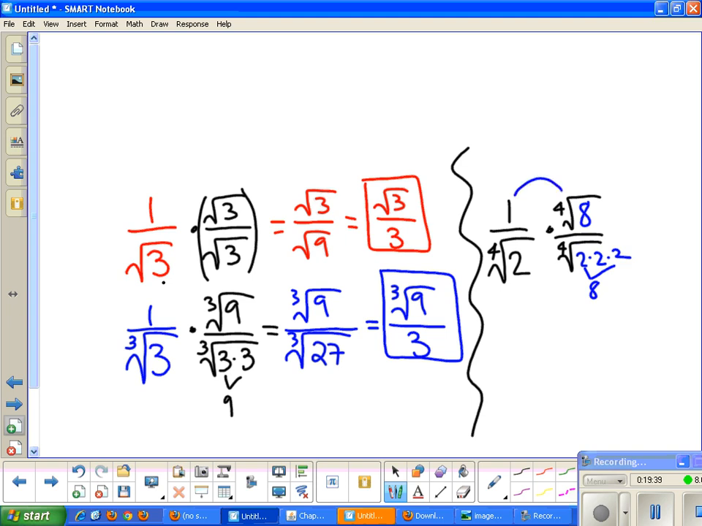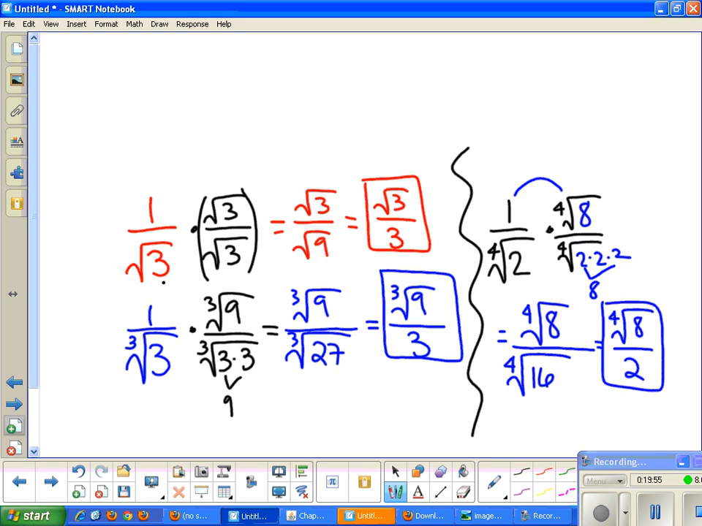So this times this gives me my numerator, the fourth root of 8, which does not simplify, over the fourth root of 16. And we did that on purpose because the fourth root of 16 gives me 2 for my answer. And then this would be my simplified version. So that's what we're doing when we're rationalizing our denominator.